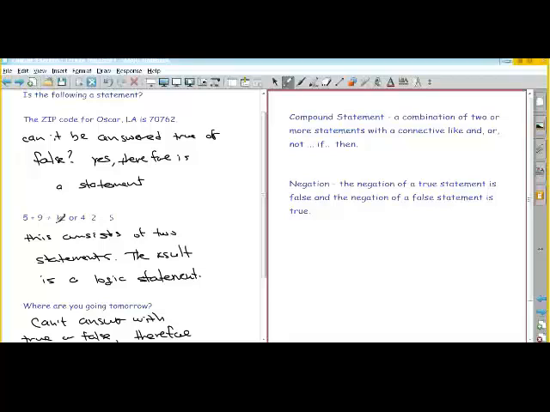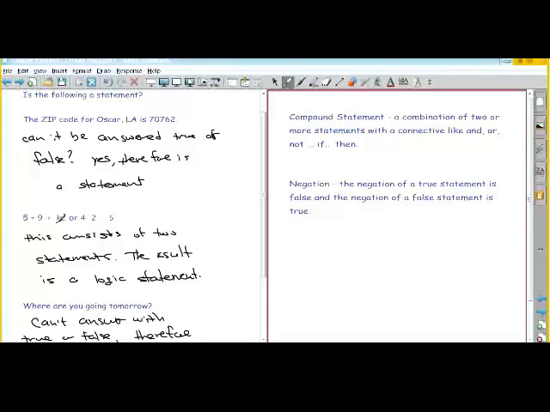And then there is what's called a negation. A negation just means that if you have a statement, whether it's true or false, the negation of the statement is the opposite truth value. So if I said it is Monday, that's a true statement. So the negation of that statement is it is not Monday. Now if I said it is Saturday, that's false. So the negation of it's not Saturday is that it is Saturday.